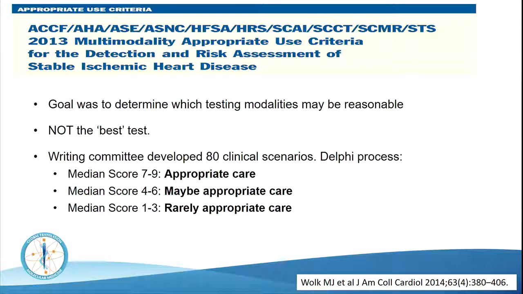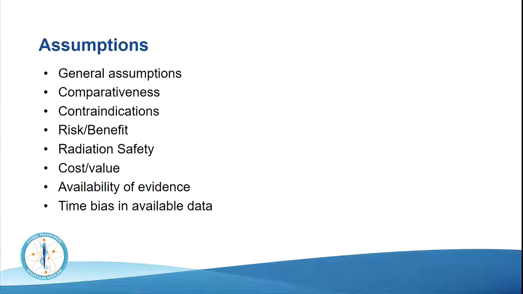Since appropriate use criteria have been developed, there has been a small but significant decrease in the expenditure for cardiac imaging. So in the most recent iteration of the multimodality guidelines, the goal was to determine which testing modalities may be reasonable, but not which is the best test. So they didn't compare tests directly. The writing committee developed 80 clinical scenarios, and using a Delphi process, which is an iterative process to achieve consensus, the writing committee ranked each scenario from a scale of 1 to 9, with 7 to 9 being appropriate and 1 to 3 being rarely appropriate.